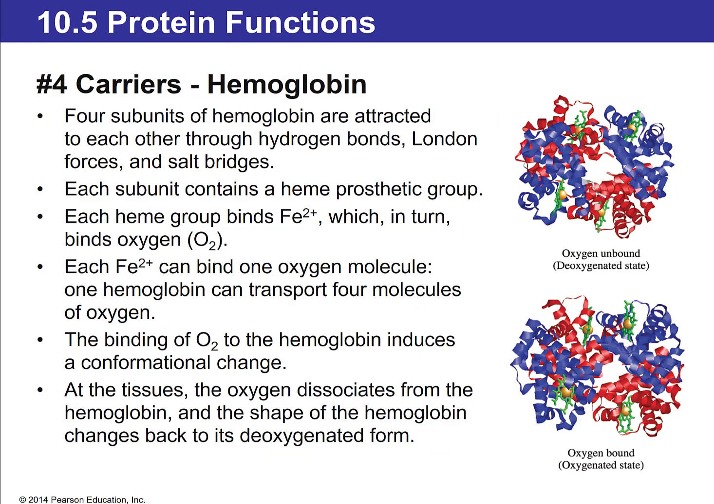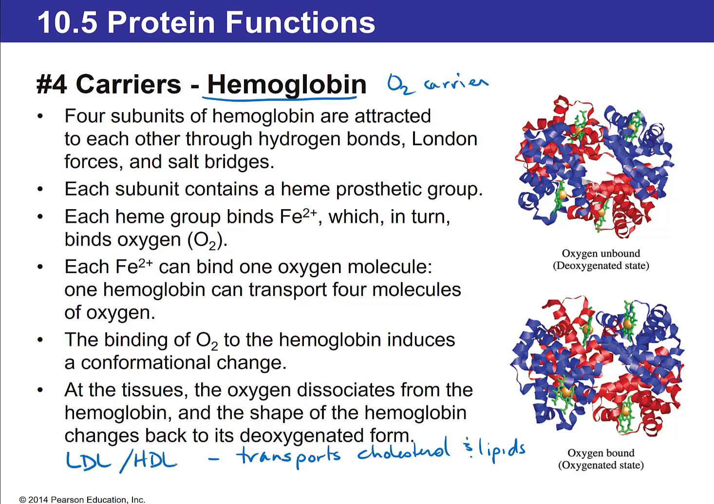Four, carriers. So we talked about hemoglobin. Hemoglobin is the carrier of oxygen. What was another carrier we talked about? Something that was responsible for transporting, in the previous lecture. What's the thing that transports cholesterol and lipids? Two things, the good and the bad. LDL and HDL. They're low density lipoproteins and high density lipoproteins.